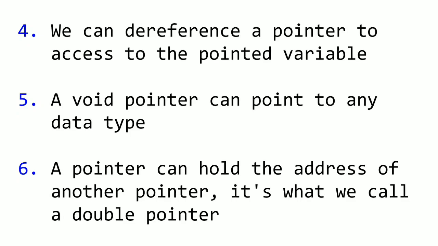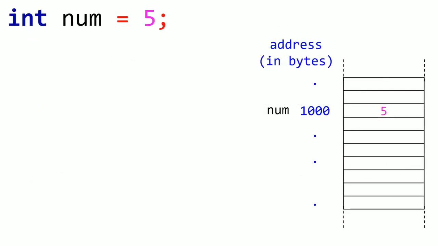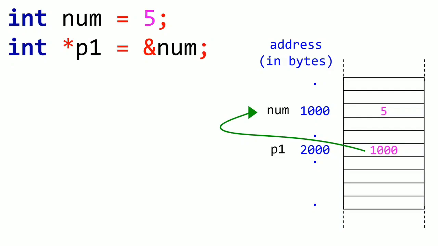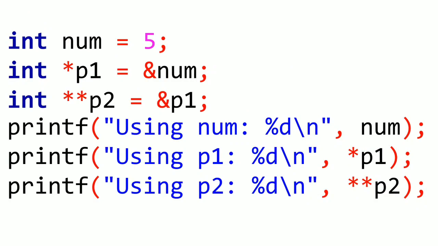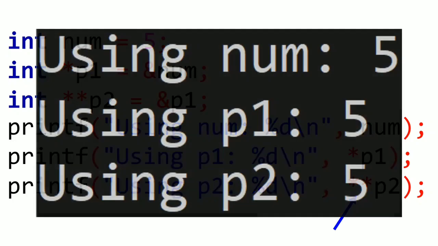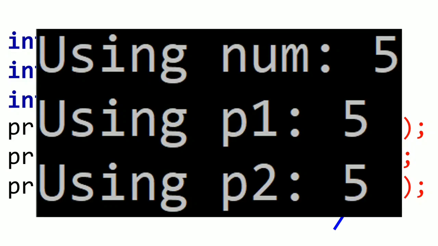For that we use double asterisk. For example, we can have a variable num stored at the address 1000, a simple pointer stored at the address 2000 and pointing to num, and a double pointer stored at the address 3000 and pointing to the first pointer. Now we can have access to num in 3 ways: by using num directly, by dereferencing p1 once, and by dereferencing p2 twice, with 2 asterisks like this. And you can see that we get the value of num in the 3 methods.